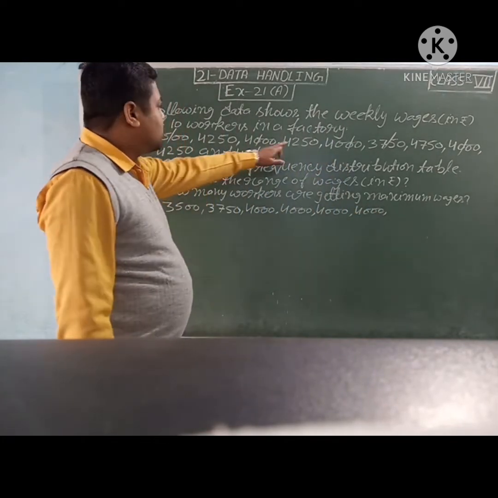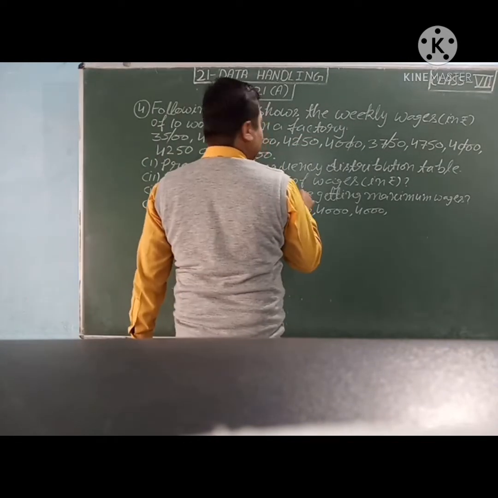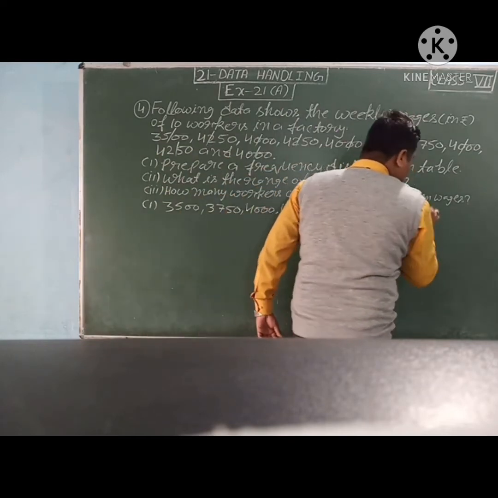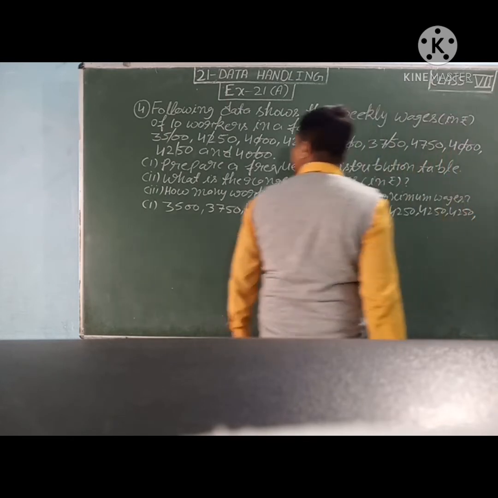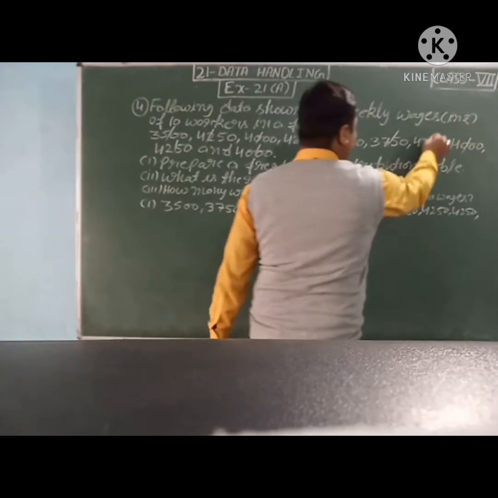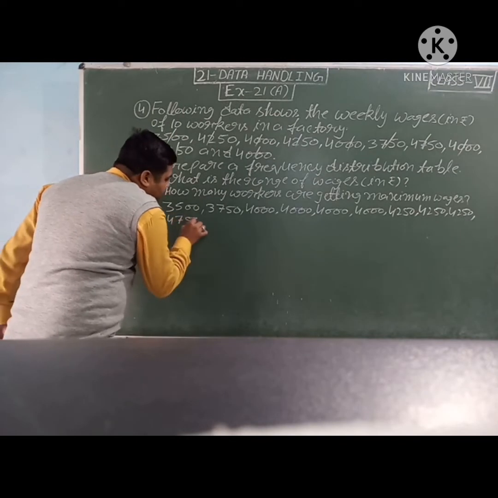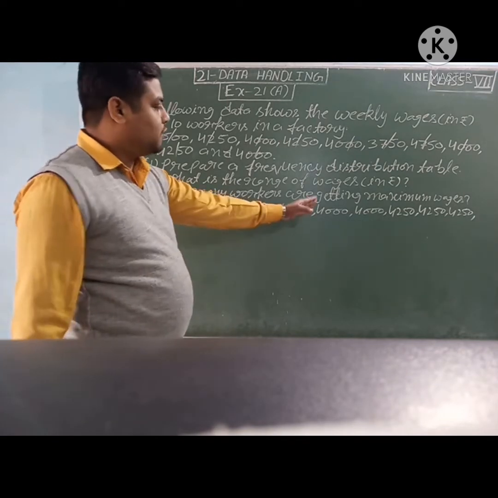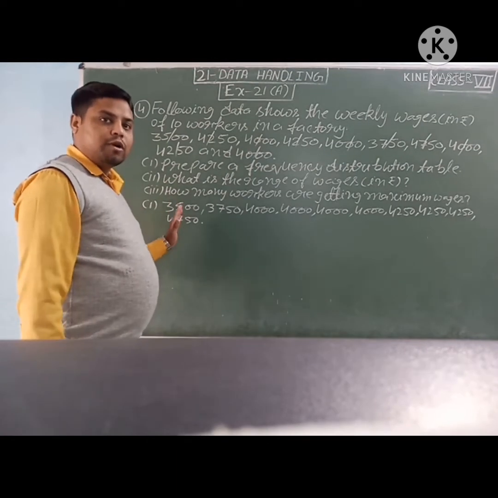Then 4,250, 4,250, 4,250, 3 times. Then 4,750. Now see, all numbers are cut. Count is 1, 2, 3, 4, 5, 6, 7, 8, 9, 10. It means we have written all the numbers for wages.